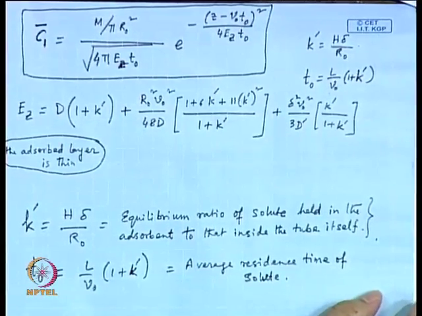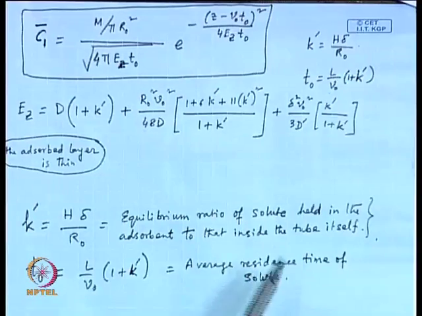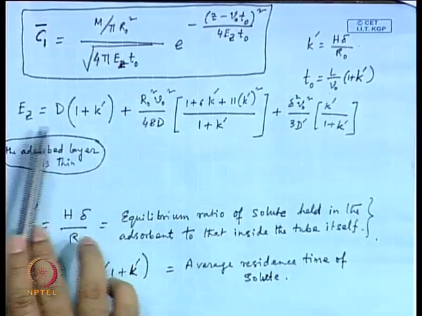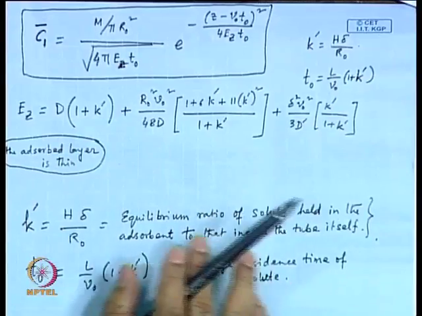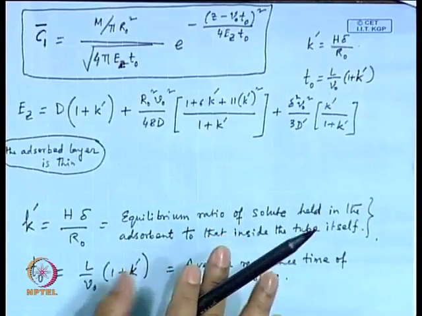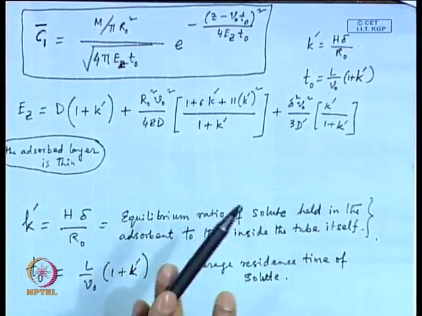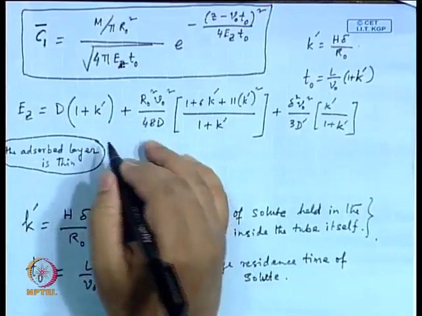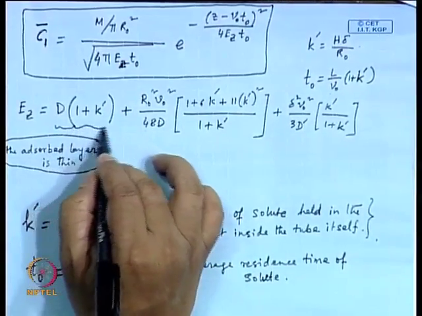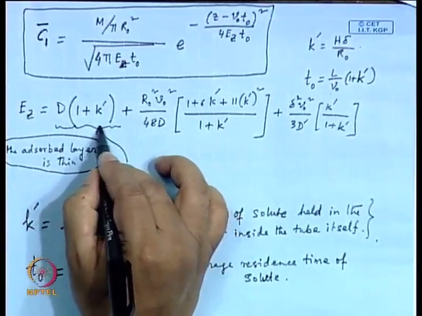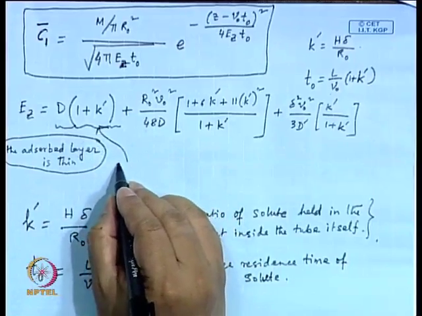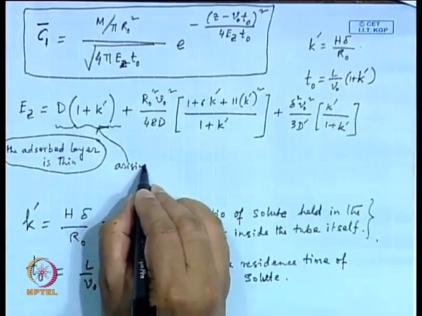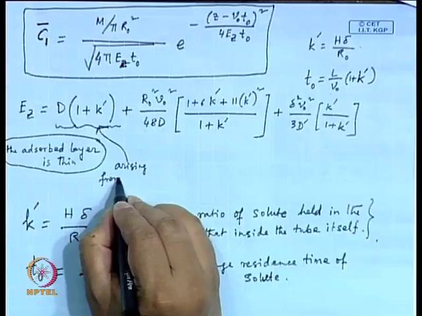Okay. Now, with this understanding, if I try to identify what these various terms in Ez are, I said that there are three terms, that is, Ez has been clubbed into three components. So where are they arising from? This first component, D into 1 plus k prime, is arising from axial diffusion.